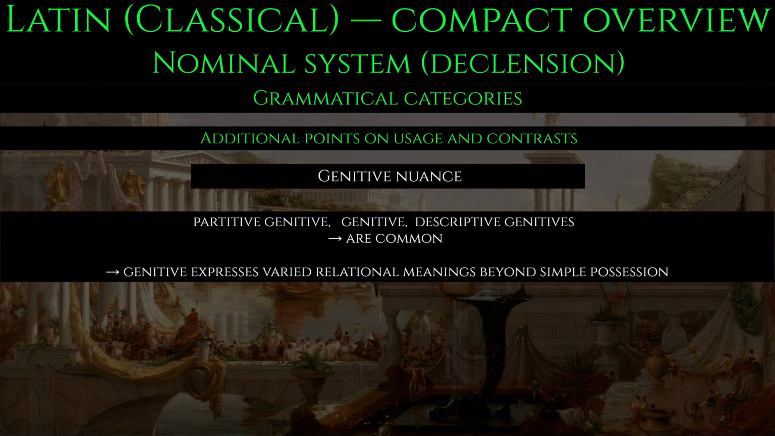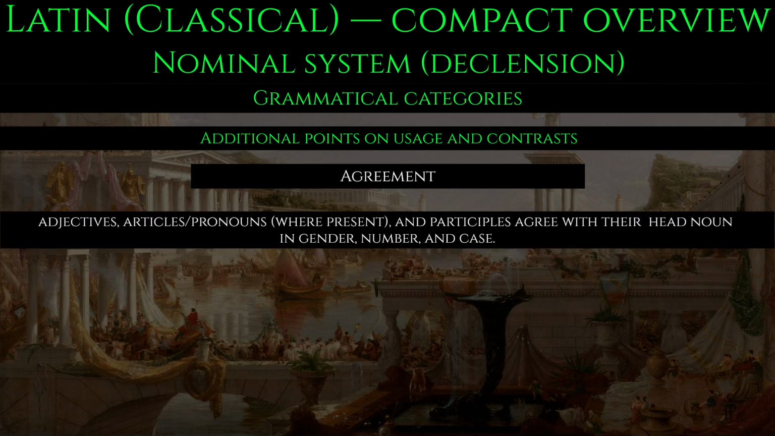And then the genitive nuance. We have the partitive genitive, objective, subjective genitive, and descriptive genitives. They are very common. Now, genitive expresses varied relational meanings beyond simple possession. And of course, agreements. Again, as mentioned before, adjectives, articles, well, there are no articles in Latin, but pronouns, where present, and participles agree with their head noun in gender, number, and case.